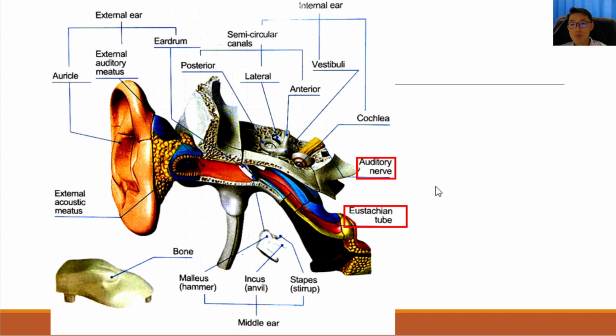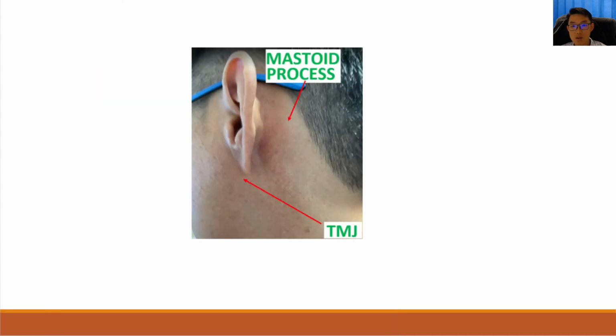And we also have got the auditory nerve as well as the eustachian tube, which is the connection between the nasal-oral cavity and the ear. And externally, we have got the mastoid process, which is behind the ear, and the temporomandibular joint, which is just below and to the front of the ear.